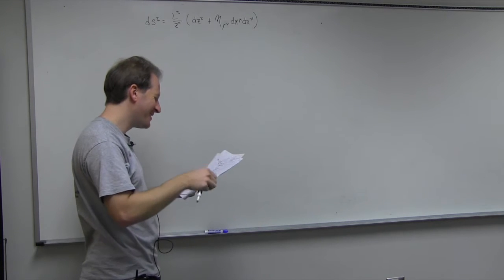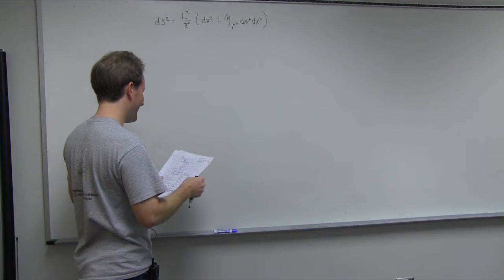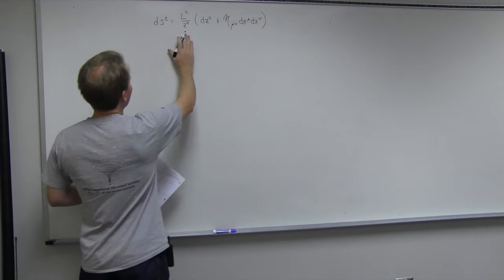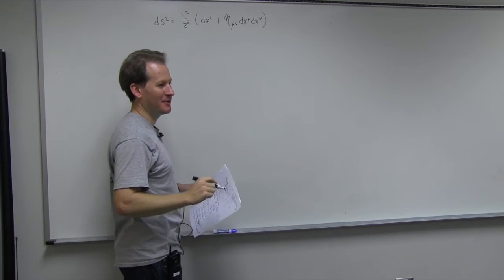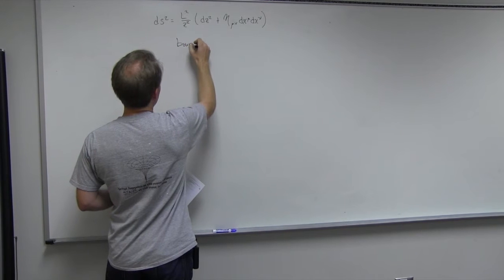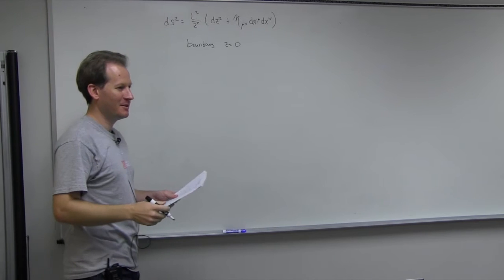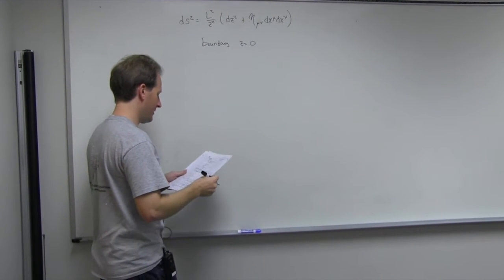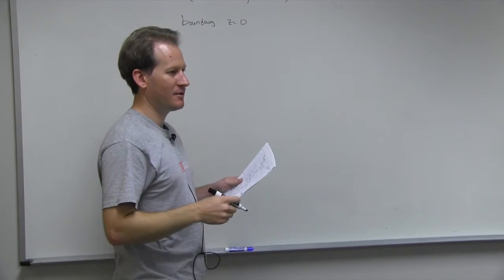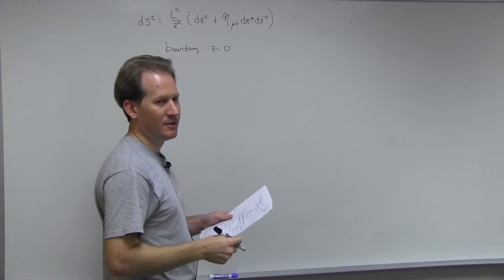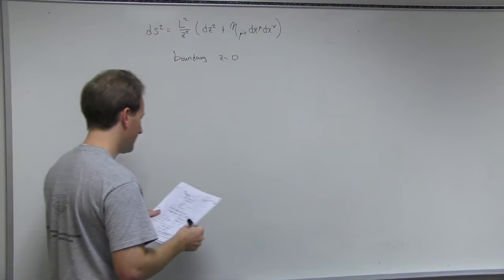Your homework was to show that massive particles do not reach the boundary at z equals 0, but massless particles do in a finite time. So what I had in mind was just looking at the geodesics. You look at null geodesics for massless particles, and then you look at time-like geodesics for massive particles.